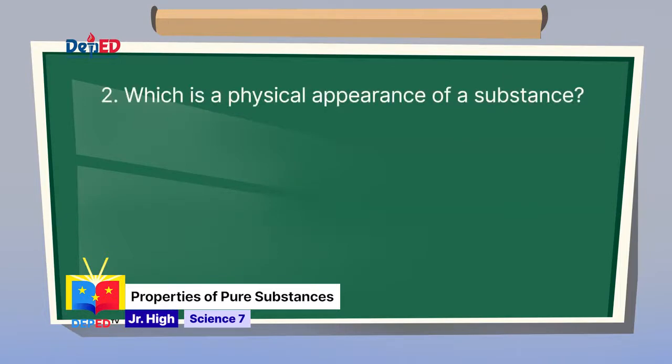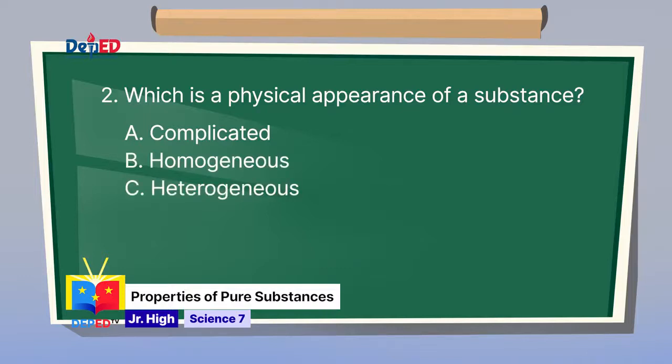Number 2. Which is a physical appearance of a substance? A. Complicated. B. Homogeneous. C. Heterogeneous. D. Uniform. Substance is pure, while mixture is impure. The answer is letter D.